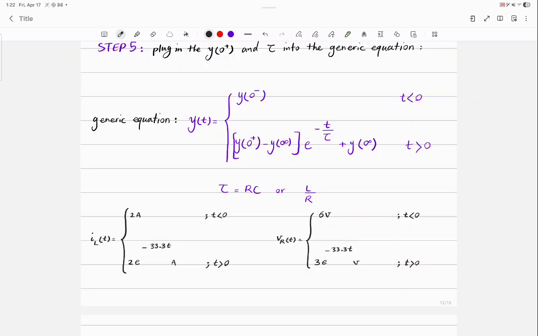One more thing. Is the current of the inductor changing abruptly at t equals 0? No. Is the voltage of the resistor changing abruptly at t equals 0? Yes. Is that a problem? No. Do you have any problem?